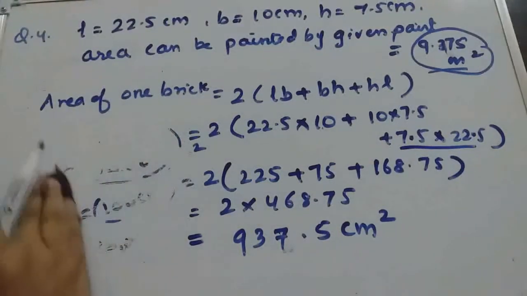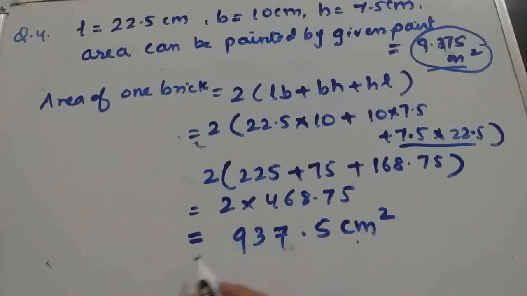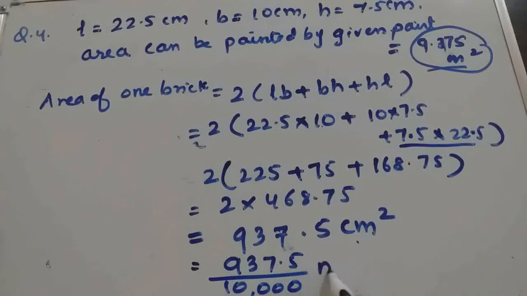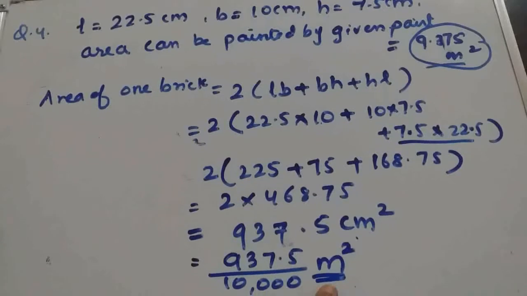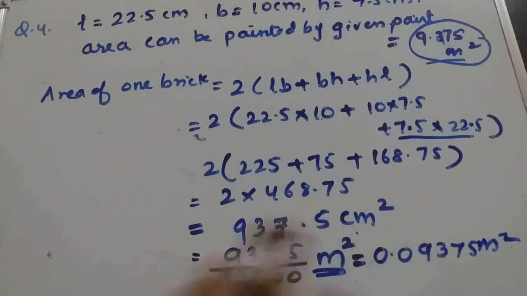So now what should we do? Here we have centimeter square, we want meter square. So we will divide by 10,000 to convert it into meter square. Now we can remove the zeros here and shift the decimal. This method you should know. How many zeros are there? 4 zeros. So we should shift the decimal by 4 digits. So it will come 0.09375 meter square. So this is the area of one brick.